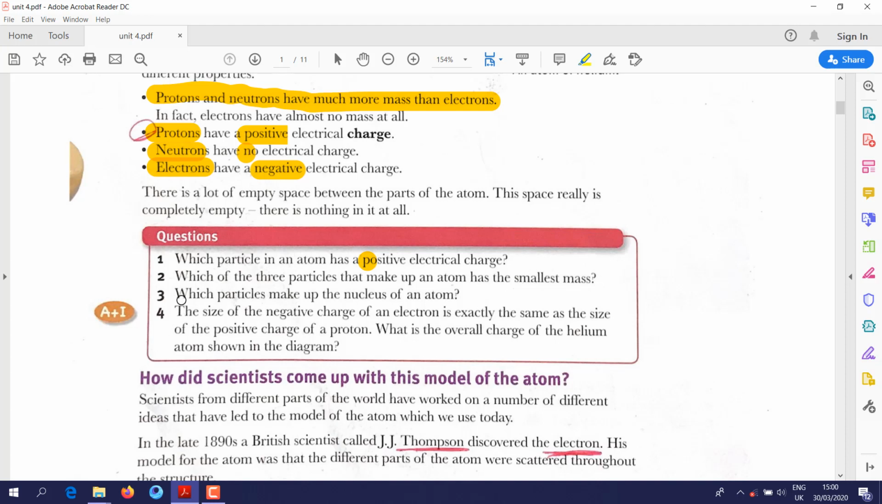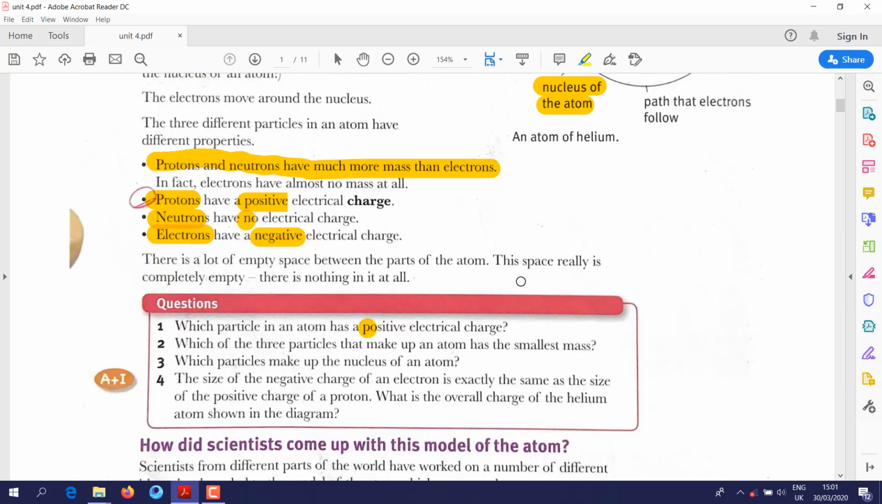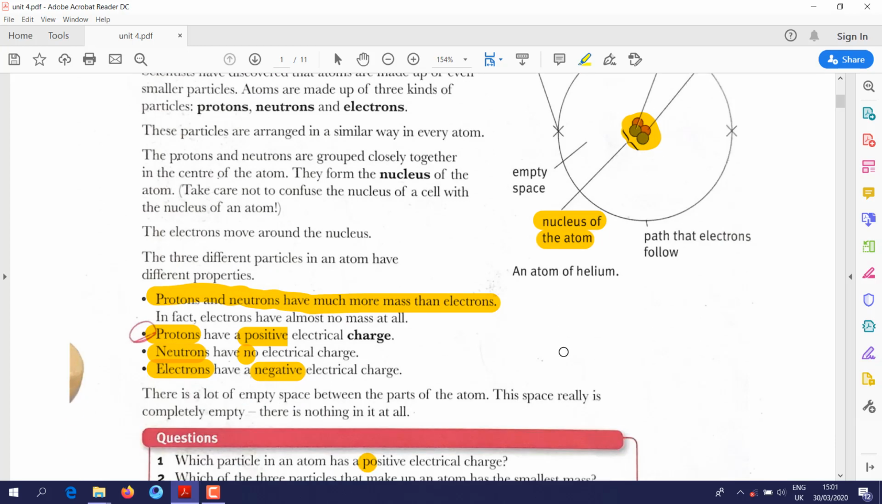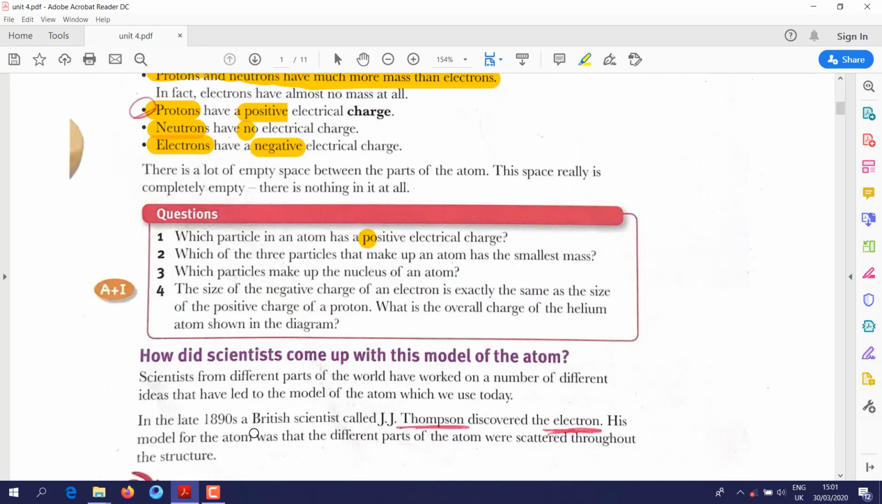Then, question number three, which particles make up the nucleus of an atom? Here, we just explained, the proton and neutron, both of them form the nucleus.